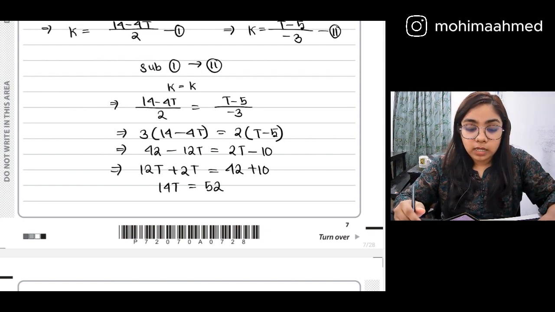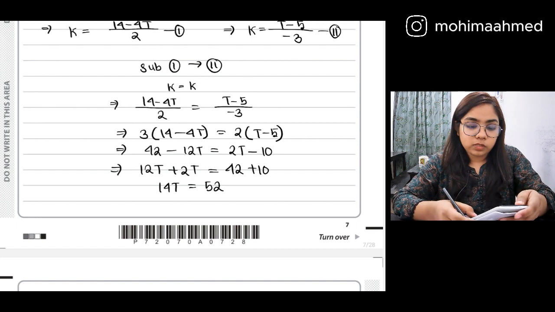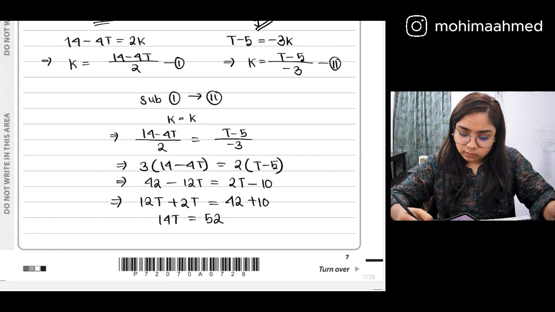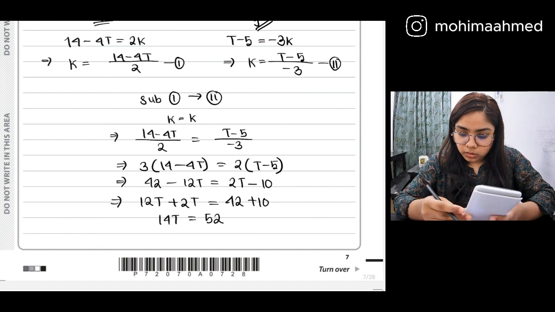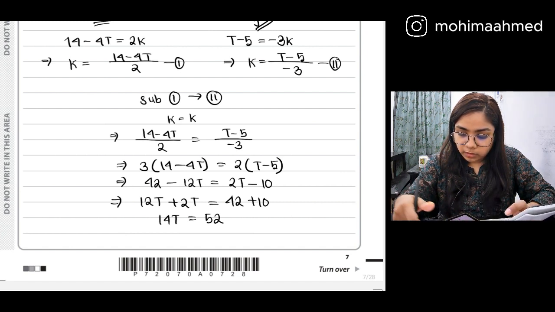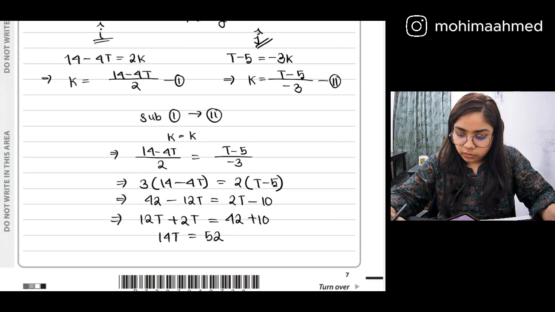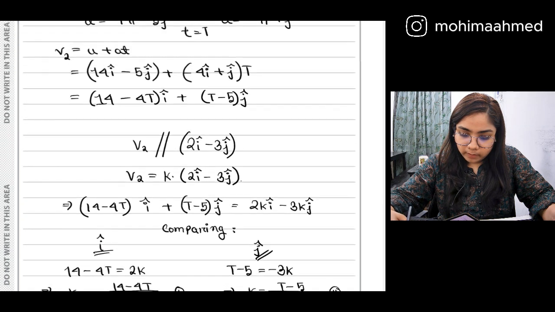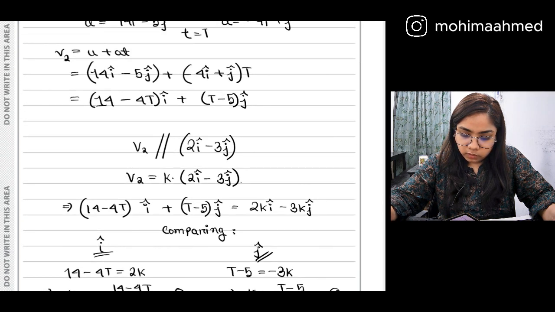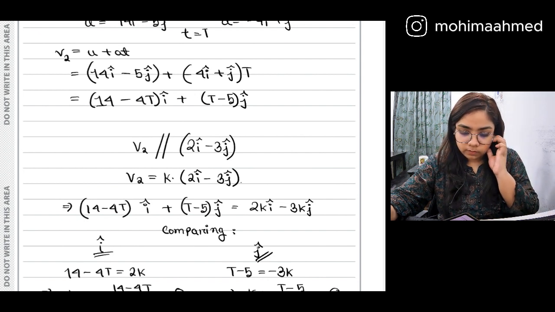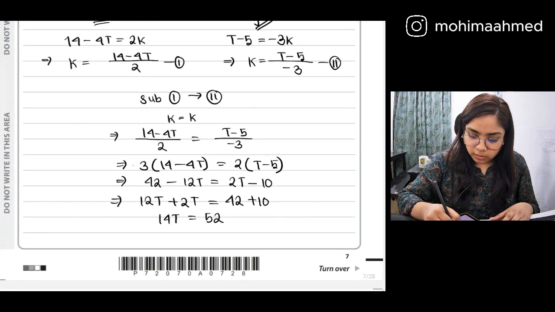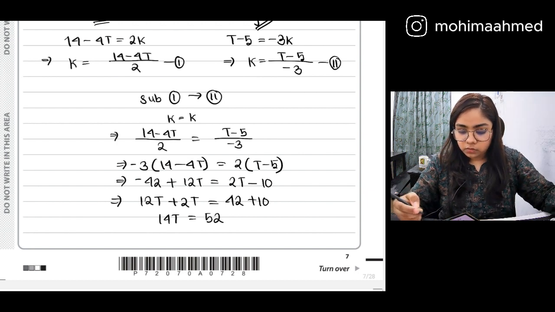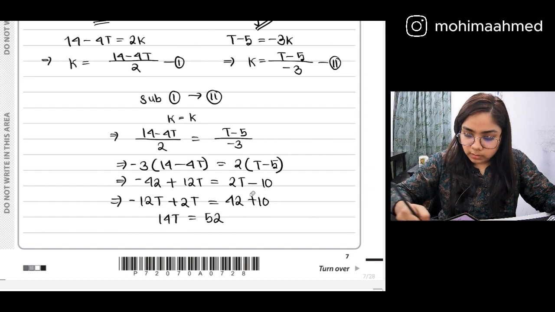Wait, one minute. Let me see if I'm making any blunder over here. 14 into 3 is 42 and this is 12t, and this is 2t and this is 10. Let me check: 14 minus 4t and t minus 5 was parallel to this vector with minus 3. Oh yeah, sorry, this was minus 3 over here, which will make it minus over here and plus over here. So at the end, this is going to be a minus and this is going to be minus.